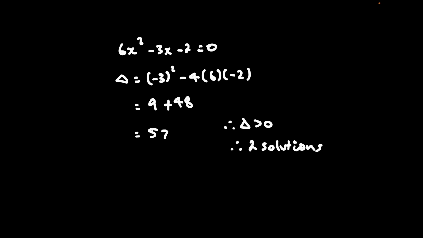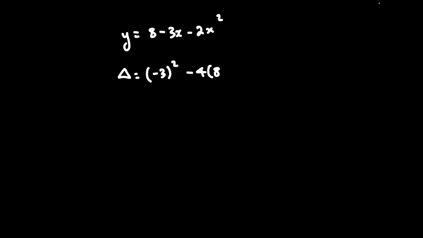Therefore, say it with me, discriminant more than 0, therefore we have two solutions. What about if we have an equation like such? What about if we have an equation that looks like y equals 8 minus 3x minus 2x squared? Do not do the following. Do not do this. The discriminant is not the same as minus 3 squared minus 4 times 8 times minus 2. Okay, in this case you can do that.